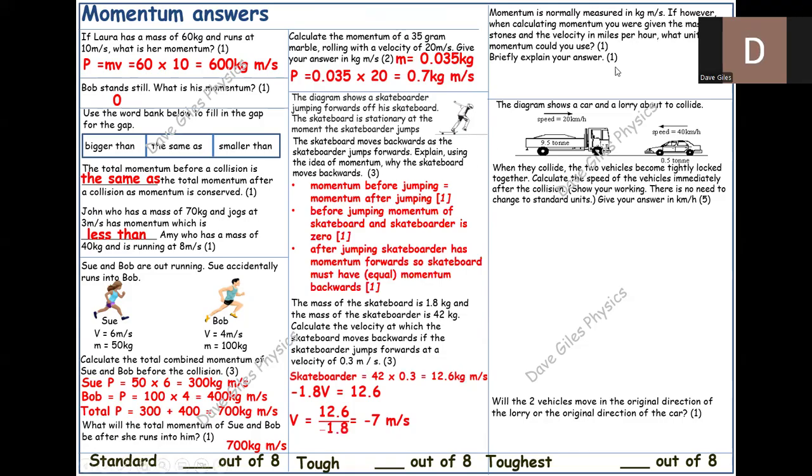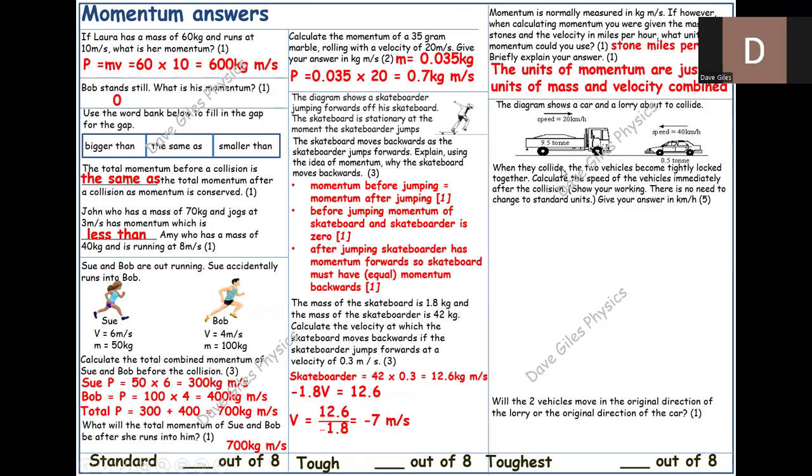So, here it's stone miles per hour because the mass is in stones and the unit of velocity is miles per hour. Clearly. The units of momentum are just the units of mass and velocity combined.